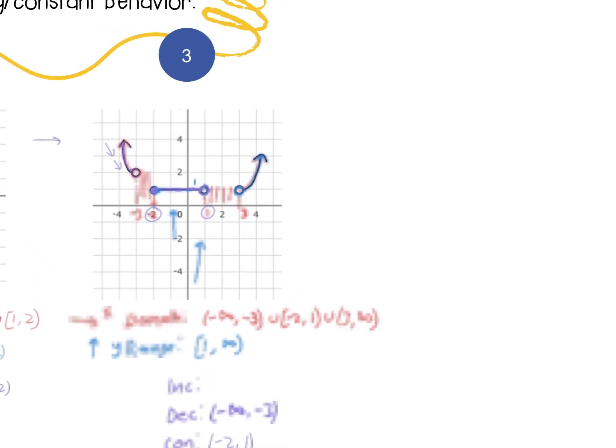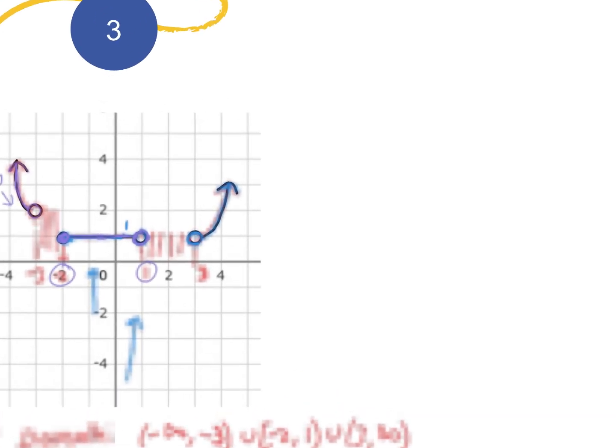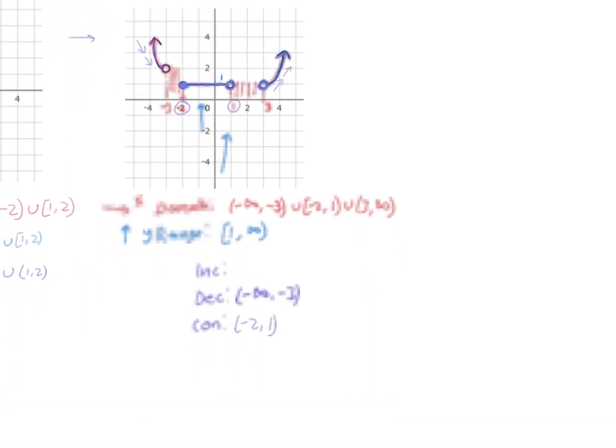And then increasing. All right, let's look at the next one. Maybe it's increasing. It looks like it is. So starting at this open circle right here, we have to go up from left to right. If we're going up from left to right, this is an interval of increasing. So we start increasing at 3, and we keep increasing to infinity.